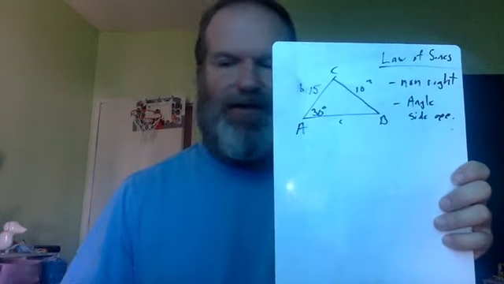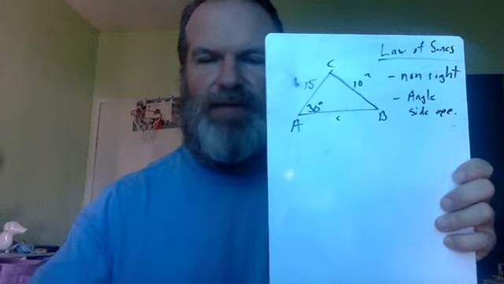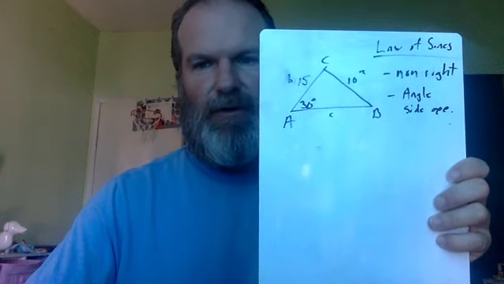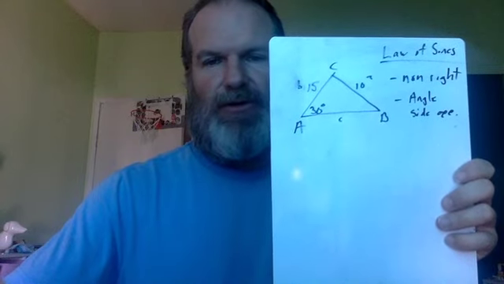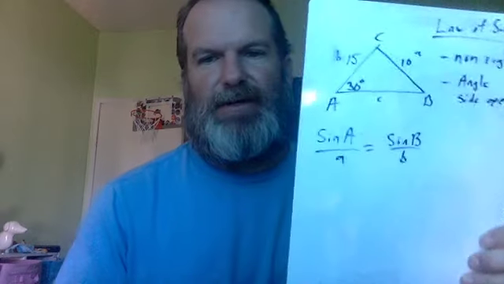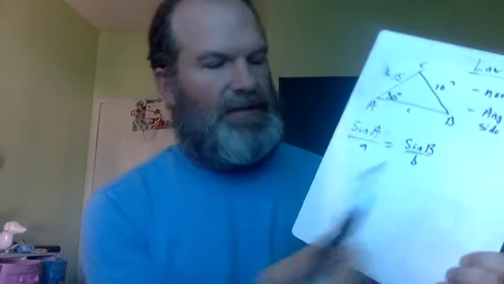So I'm just going to tell you what the formula is today and solve this problem for you so you can do the work for today. And then tomorrow, after you've done a few problems, I'll show you where this formula actually comes from. But the formula looks like this. Sine of a over a is equal to sine of b over b. And you could substitute that out for sine of c over c, it doesn't matter.